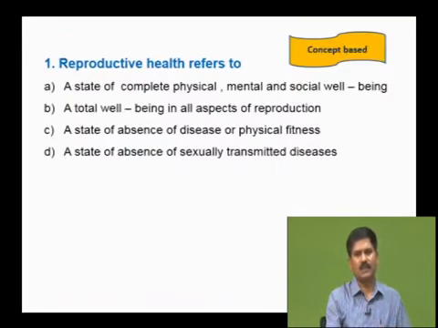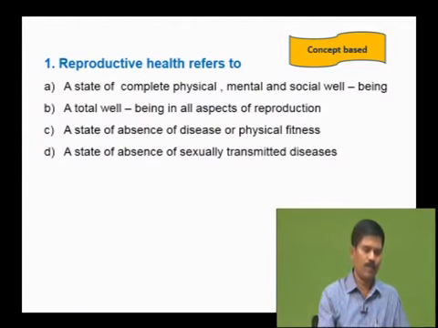So let us take up some of the questions from this chapter. Reproductive health refers to, look at the options, a state of complete physical, mental and social well-being. This is the definition of health given by WHO, World Health Organization. So therefore this is not the right option. A total well-being in all aspects of reproduction, so it is nothing but reproductive health.